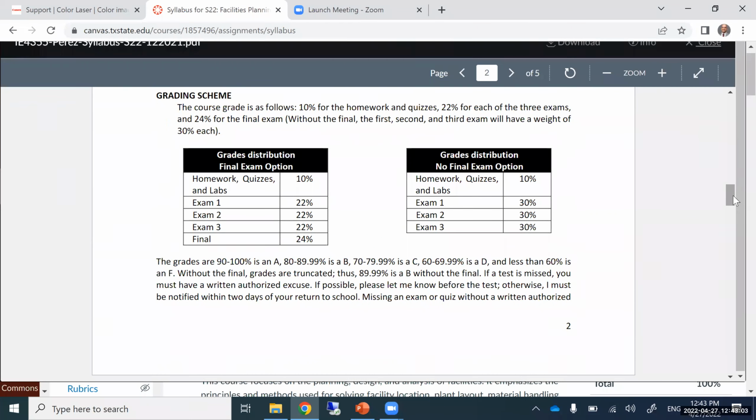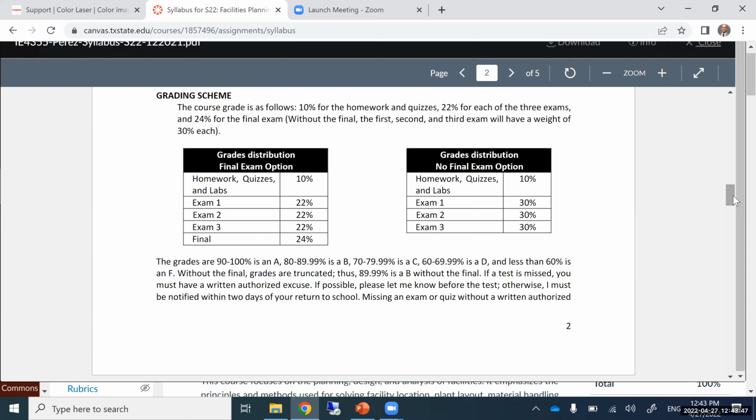So the grading scheme is: for the 3 exams, we have 22% for each exam, and if you take the final, that will be 24%. But the final exam is optional. So if you decide to take the final, you will use the grade distribution on the right of this slide, in which you have your homework, quizzes, and labs. When I say quizzes, we didn't have any quizzes this semester, but if I see the need of having a quiz, I'll do it, but I didn't do it this time. So homework and labs, 10%. Exam 1, exam 2, and exam 3 are 30%.